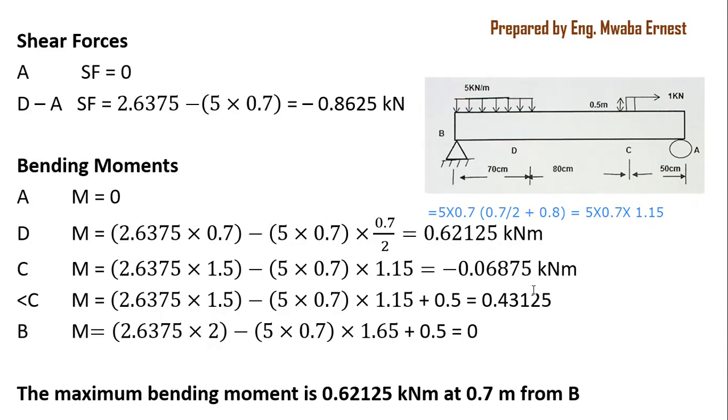Then on the same point C, we also have another one where we bring back all these numbers, but with an addition of that floating moment, the additional moment, which is the 0.5. So 0.5 added to the final answer we had there. The result is 0.43125.